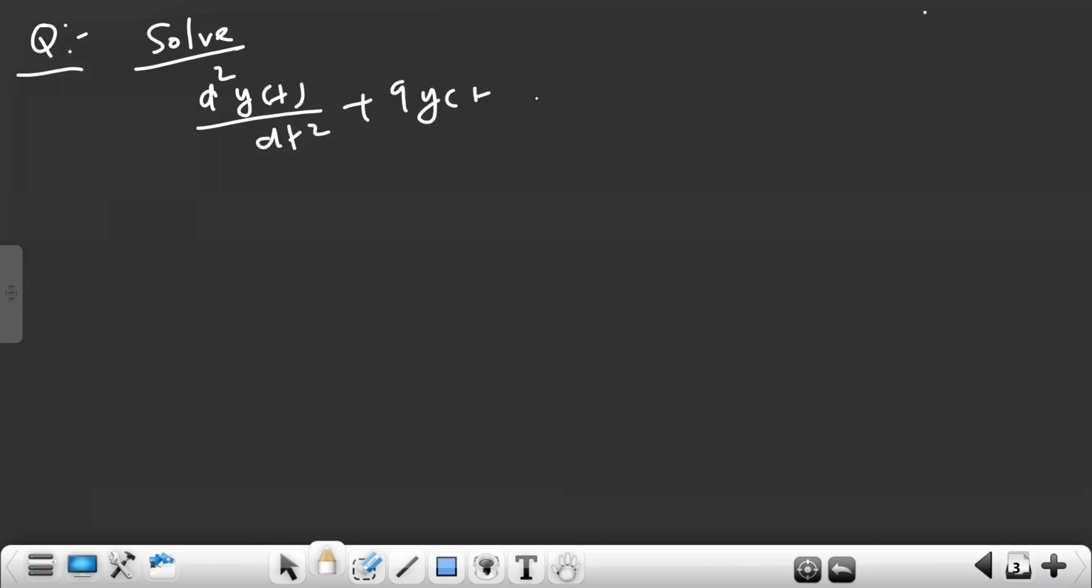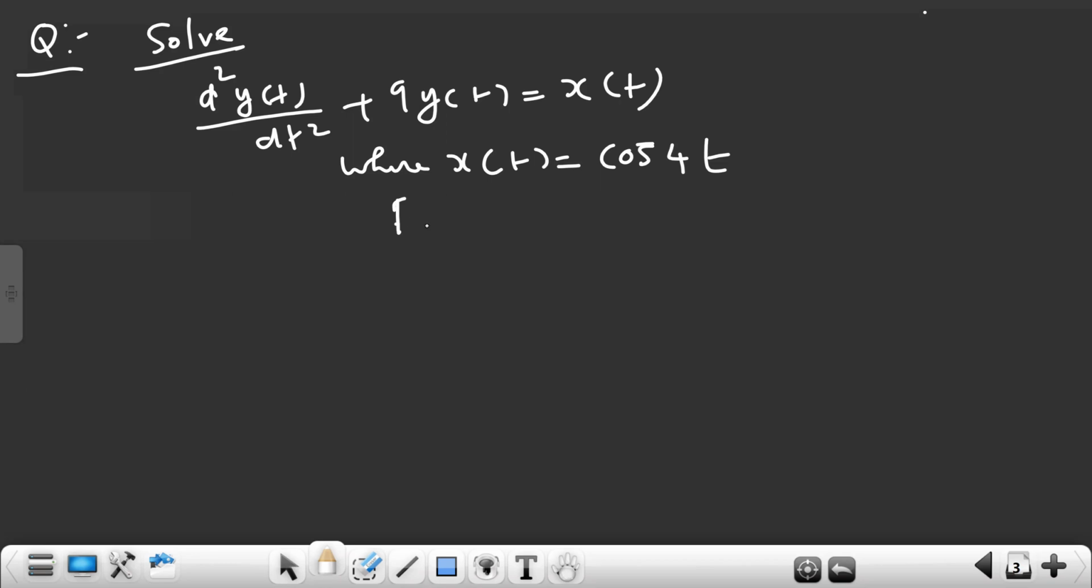Solve d square y of t by dt square plus 9y of t equal to x of t, where x of t is equal to cos 4t. Find the forced response.